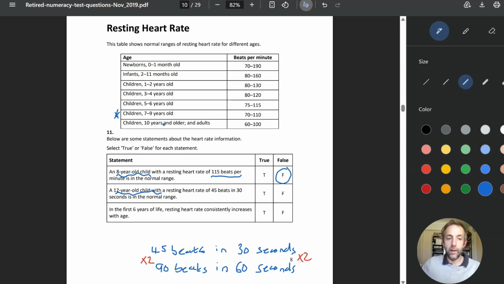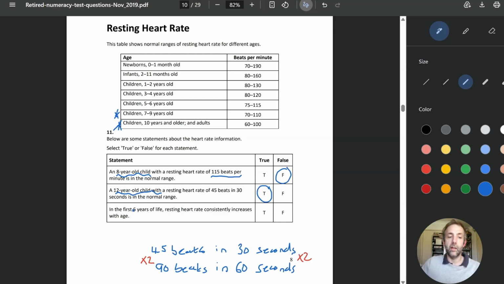Okay. So now if we go to 12, we need to look at this group here. So they should be between 60 and 100 beats per minute. And we just found that 45 beats per 30 seconds is the same as 90 beats per 60 seconds. 90 is between 60 and 100. So that is a true statement. But they try to catch you out by not giving you the rate per minute straight away.